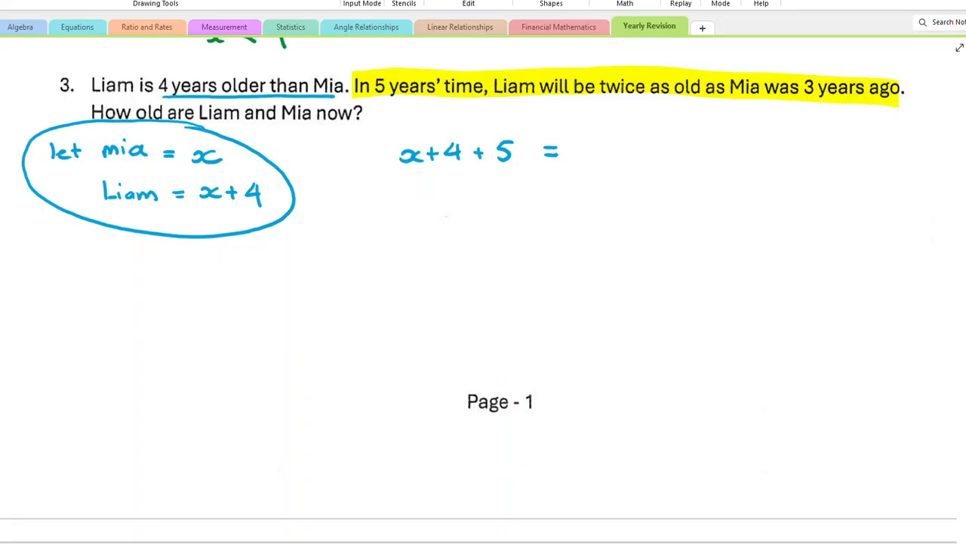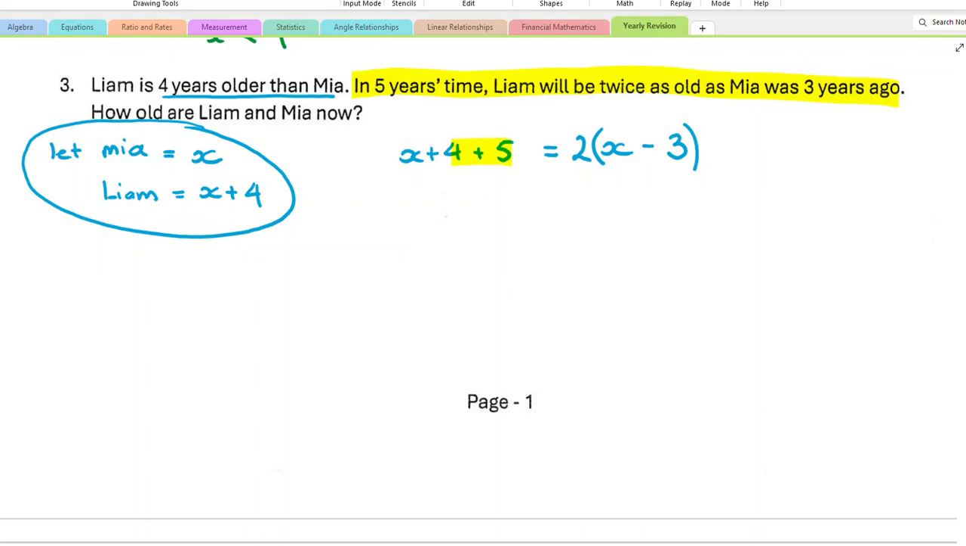needs to be twice as old as Mia was 3 years ago. So Mia's age was x. 3 years ago, she was x minus 3. If Liam is twice as old as her, then I'm going to need to times Mia's age by 2 so that she is equal to Liam, so that both sides of that equation are equal. Okay, so that's quite tricky to think about and get that equation right, but now that I have it, I need to solve it. So, first of all, I do have some like terms here to collect up.